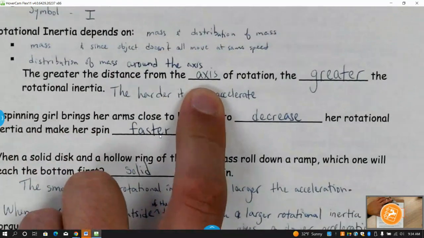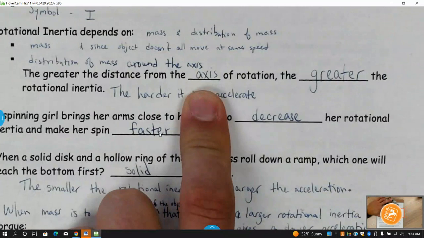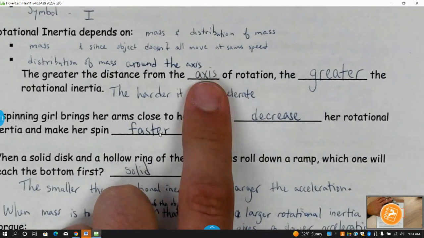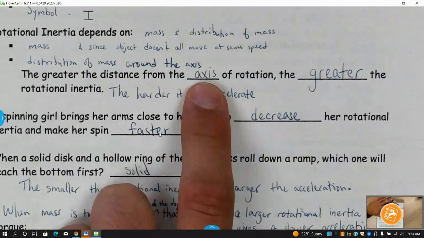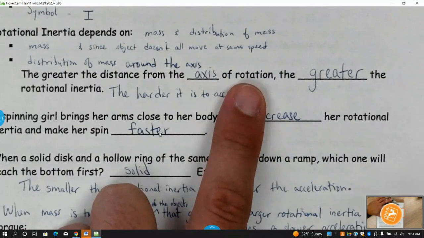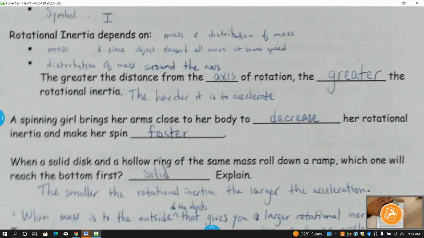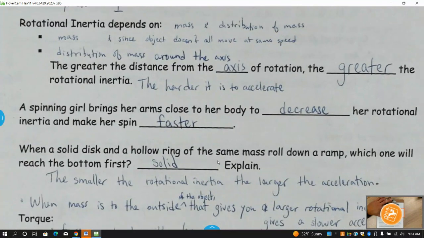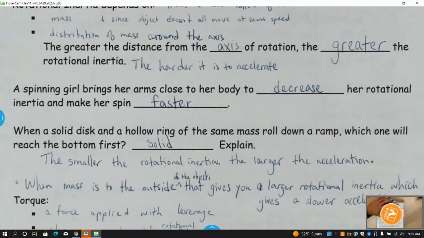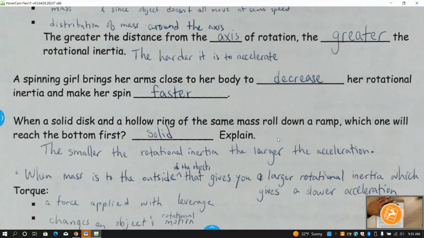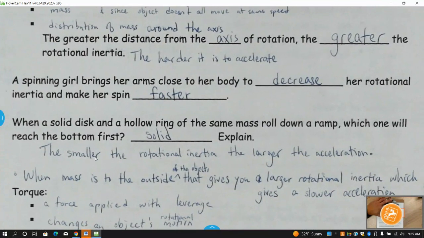So, rotational inertia depended on mass and distribution of mass. Whatever the mass is, the greater the distance from its axis of rotation, the greater the rotational inertia, which means the harder it is to accelerate. And then the girl bringing her arms close to her body decreased her rotational inertia and wound up spinning faster. When a solid disc and a hollow ring of the same mass rolled down a ramp, which one hit the bottom first? The solid, and explain.